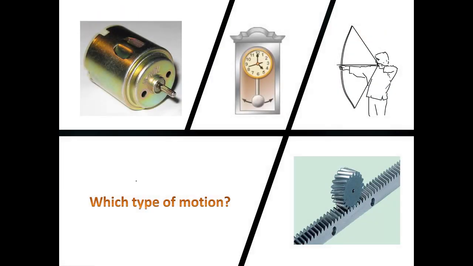So here we have a couple of examples of the different types of motion. I've already mentioned the motor here. So the motor here would be a perfect example of rotary motion. The pendulum on a clock swings in an arc left and right, so that makes that oscillating motion. The person here with the bow and arrow, when they release the bow, the arrow flies in a straight line away from the archer, so that's a perfect example of linear motion.